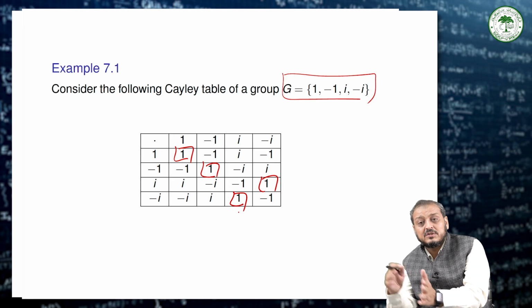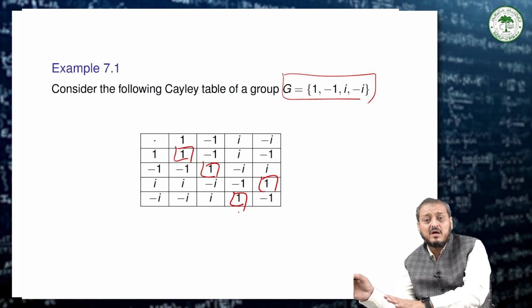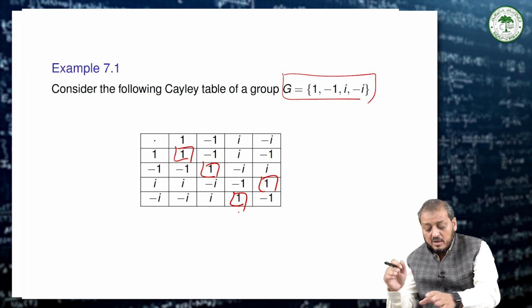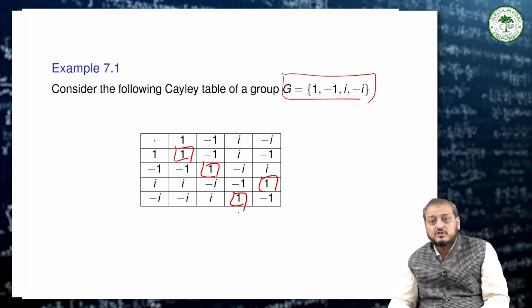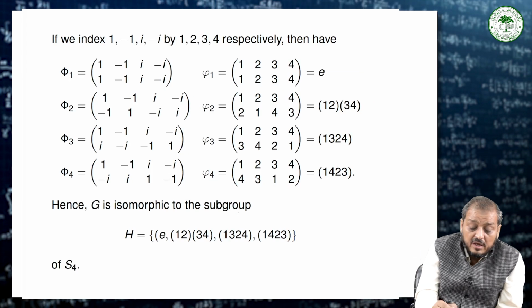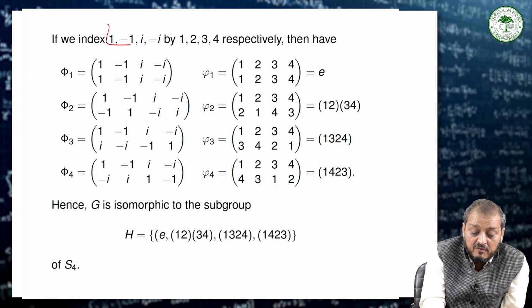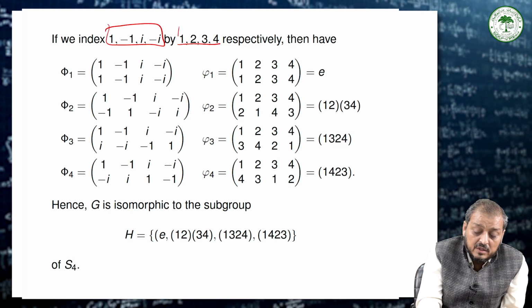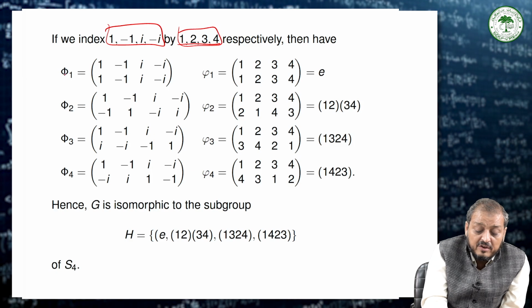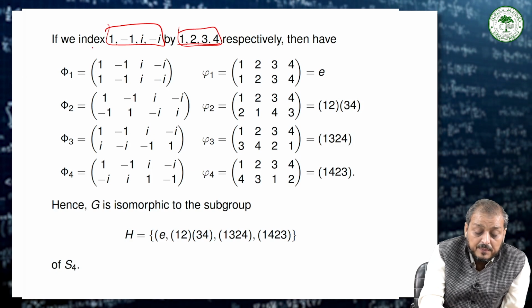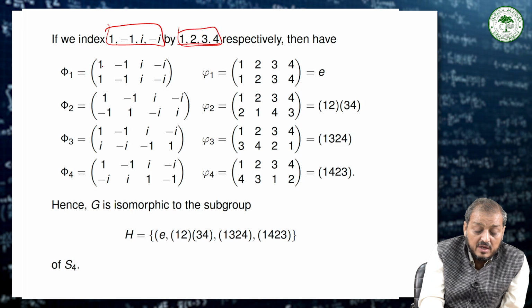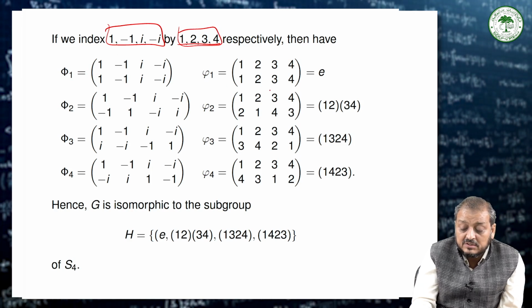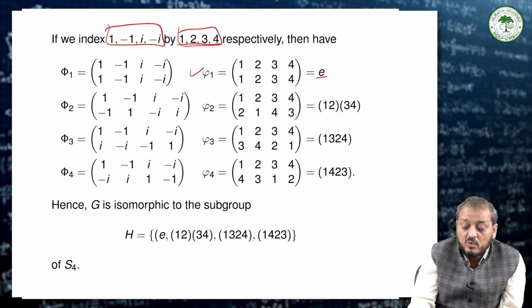That means this is also isomorphic to some subgroup of S4. So we try to find out where this isomorphism is. We just have to take the indices 1, -1, i, -i and replace them by 1, 2, 3, 4. Then phi 1 is equal to, if we have a mapping to itself, 1 goes to 1, -1 to 2, and this is nothing but the identity.